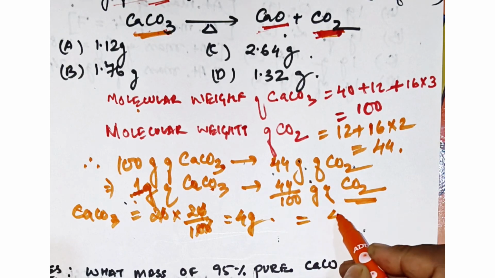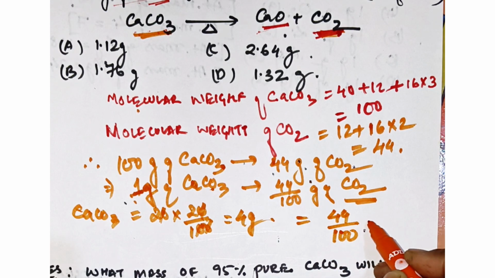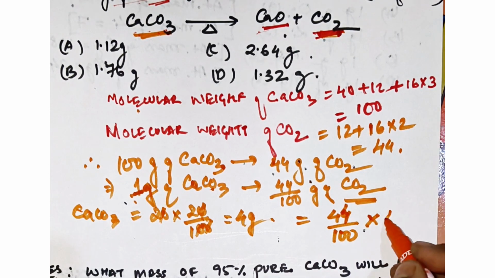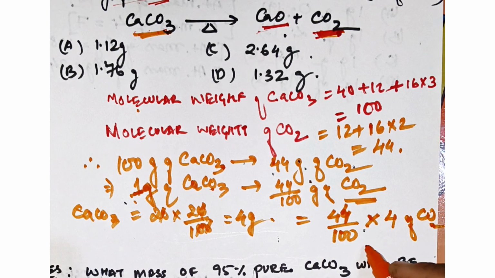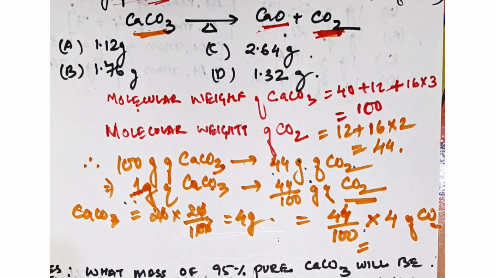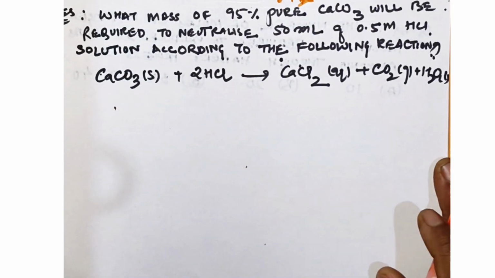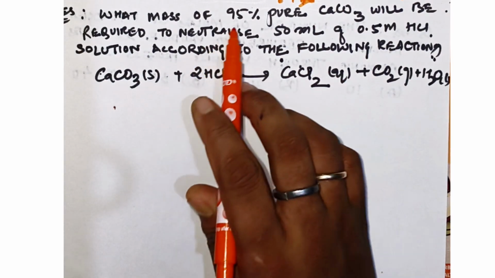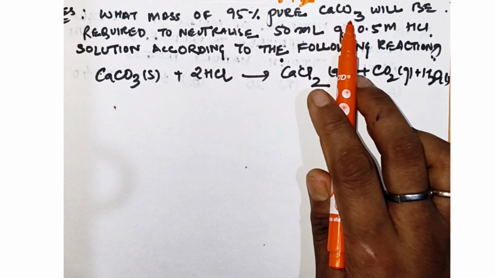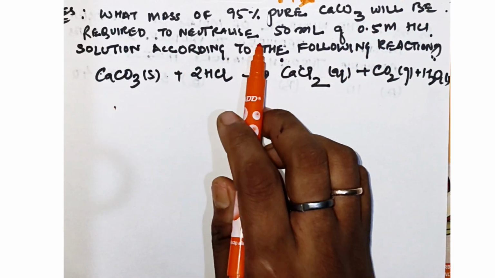So now apply here. 44 by 100 of your 4 grams gives you the carbon dioxide produced. Multiply this: 4 fours are 16, 4 fours are 16, 17, 176 by 100 gram of CO2. So your answer is 1.76 gram.